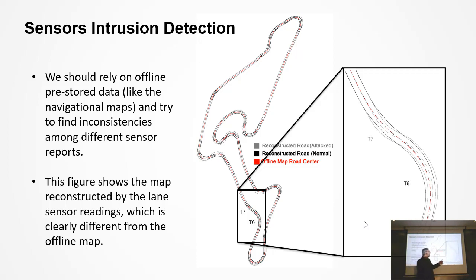If you look at the right, in this specific circuit, I've shown T6 and T7, which are the two turns, and the gray lines show the reconstructed road, and the dark ones show the original that came out of the map. Okay, and you can see there is a difference. From this, I can detect something is wrong, and possibly the readings are not consistent or the integrity has been compromised. Then I raise an alarm, and the driver is asked to take the control back.